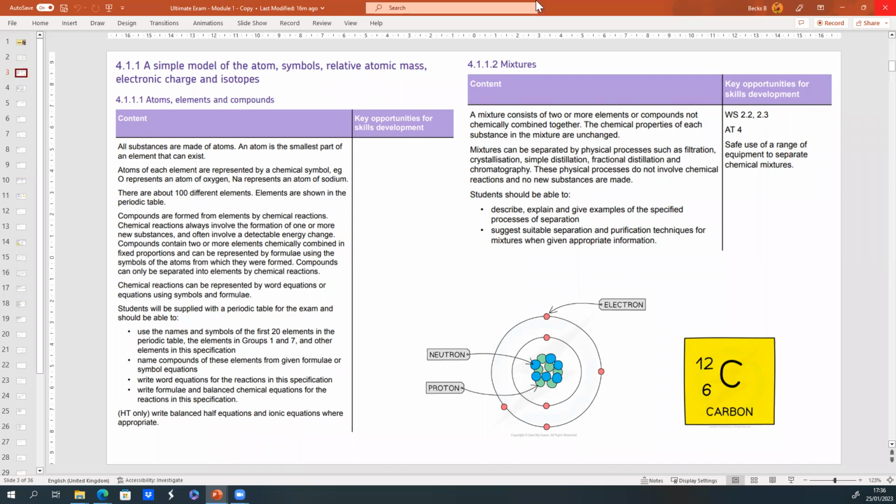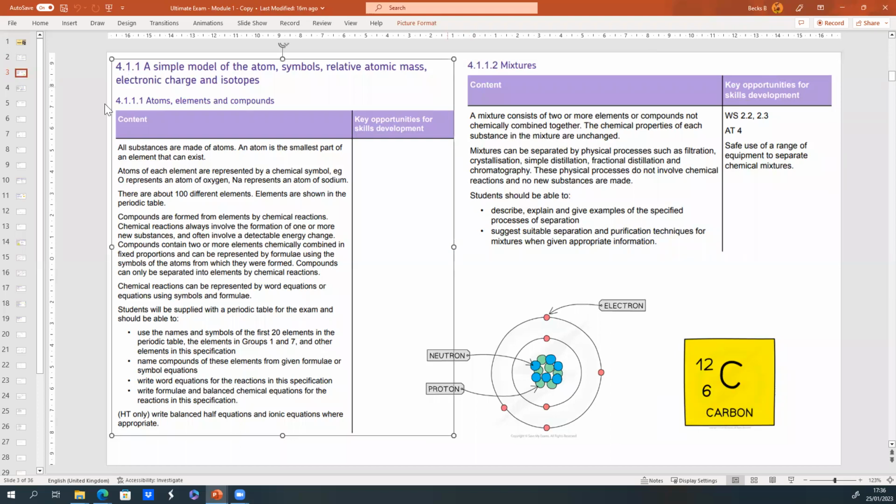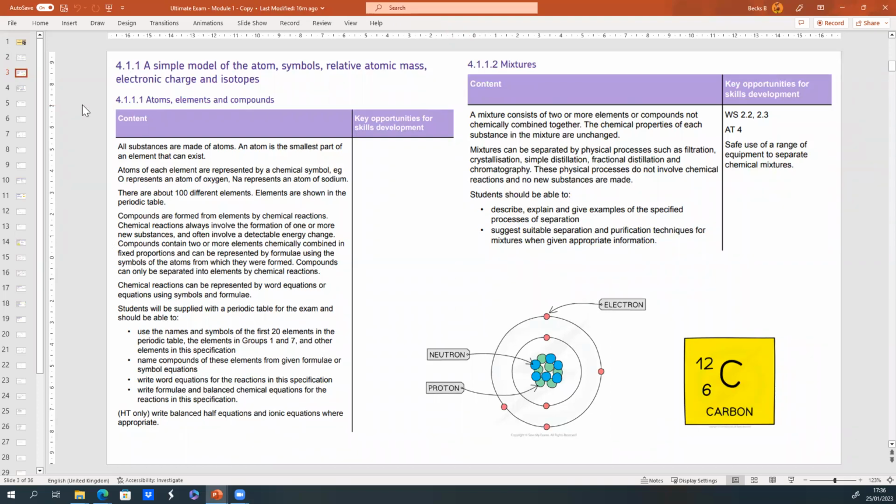Oh, sorry, I need to click on the right screen. Eventually. Why does it want to move?